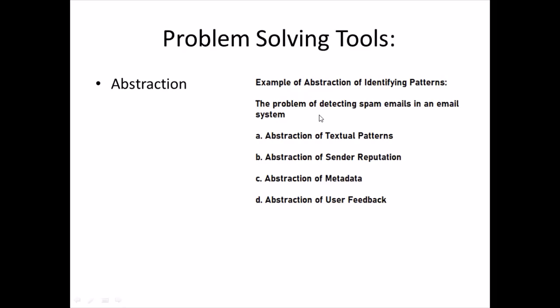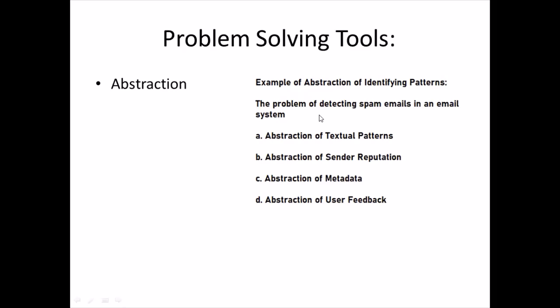So the second abstraction is the abstraction of sender reputation. Another pattern to consider is the reputation of the email sender. Abstraction can be applied to identify common characteristics of known spam senders. For instance, certain email domains or IP addresses might be associated with a high volume of spam. By abstracting these patterns, we can develop algorithms or models that assign a reputation score to each sender, aiding a spam detector.